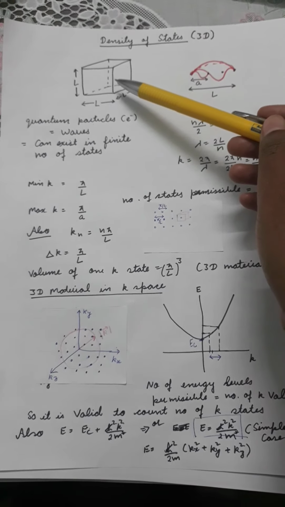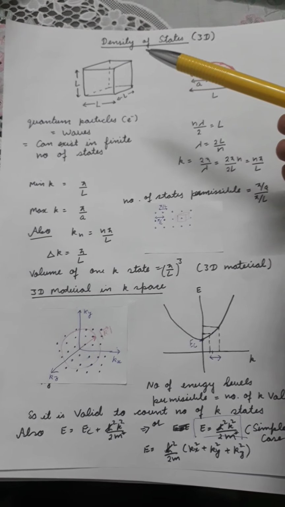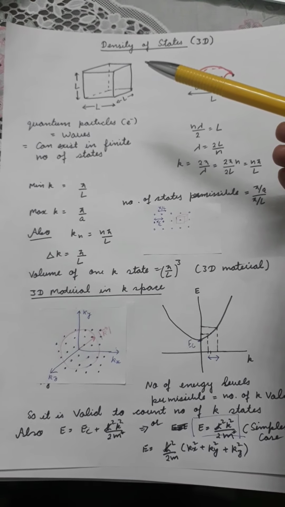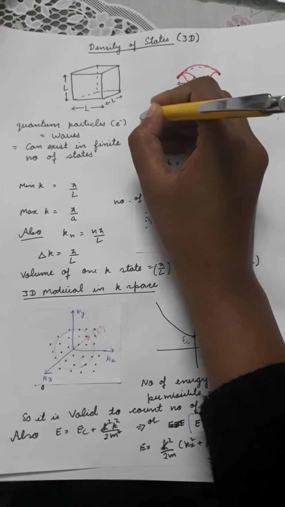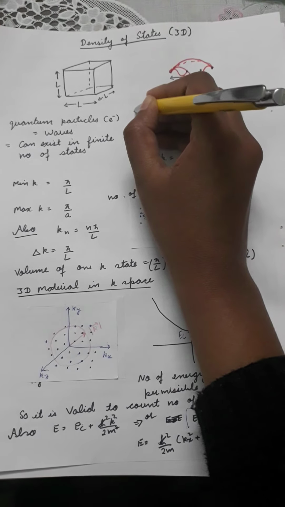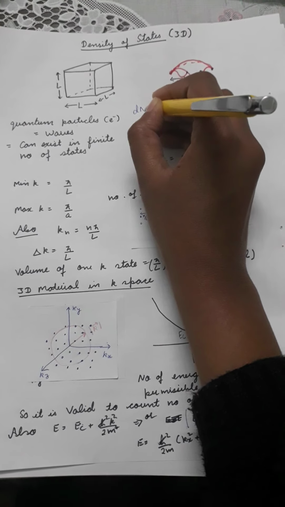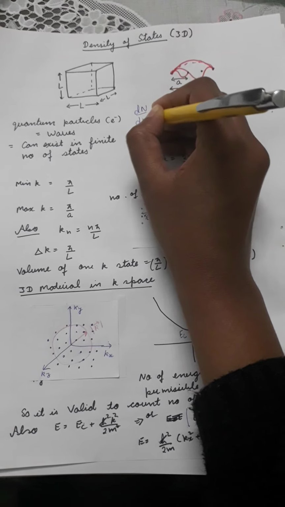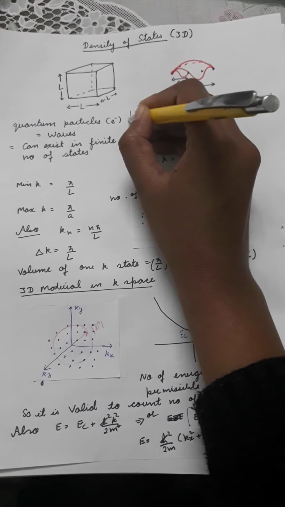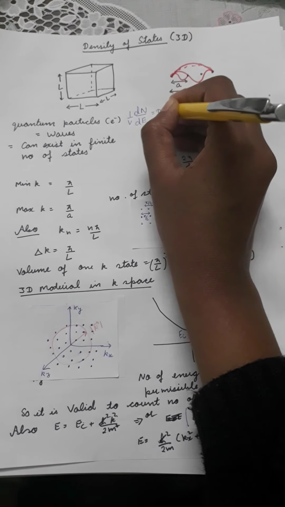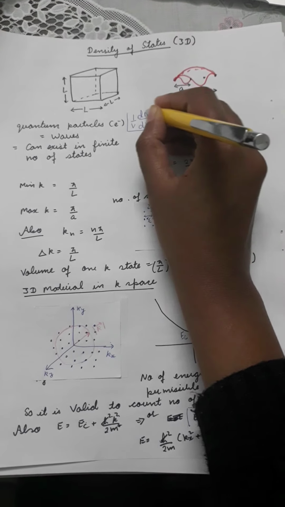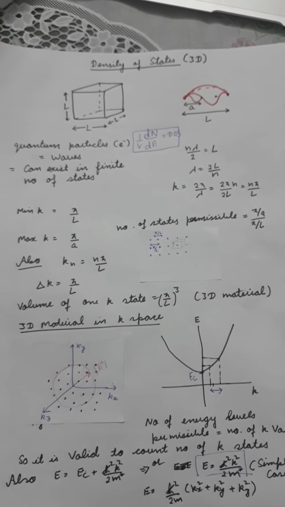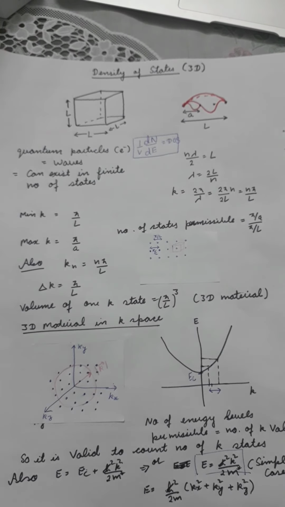Density of states actually means the number of states per unit energy per unit volume. So density of states would mean the number of states per unit energy per unit volume. So this is what we are going to calculate. How many states are allowed? So first, let us understand what the meaning of states is.